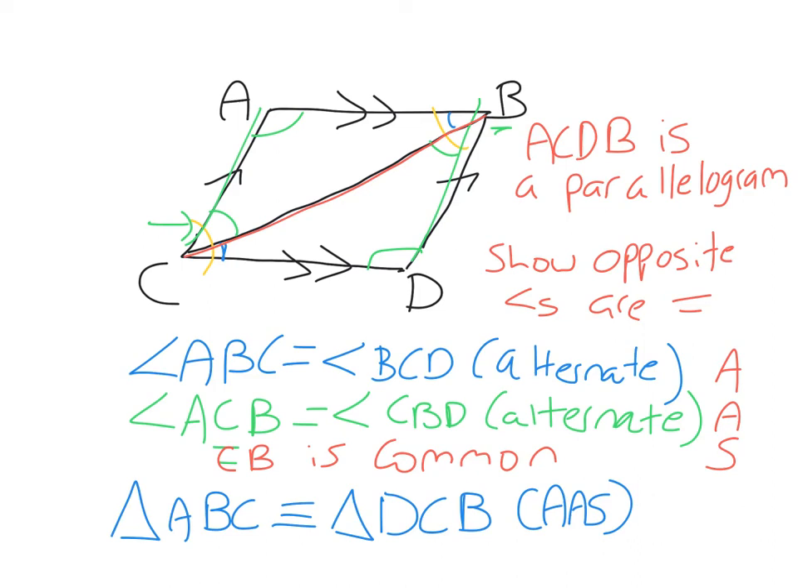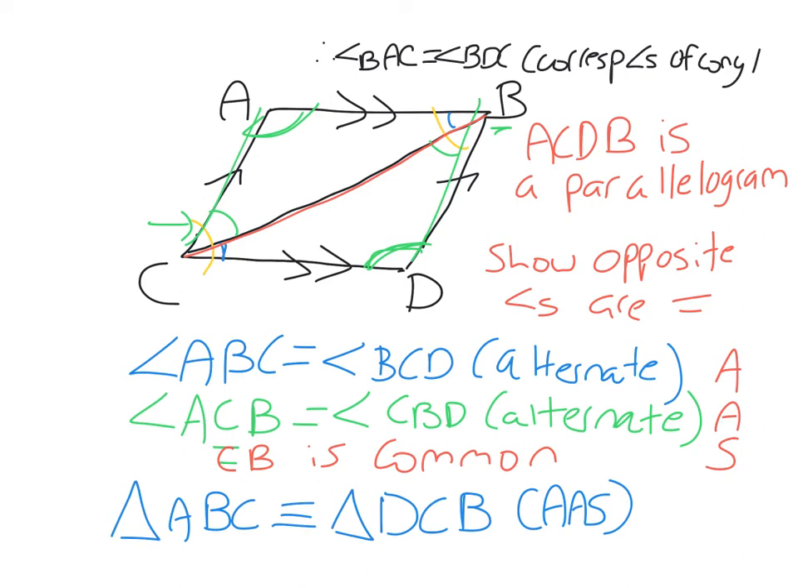So that means that this angle and this angle are equal. So I'm just going to go up the top now. So therefore, angle BAC is equal to angle BDC, and that's because they are corresponding angles, not corresponding angles of parallel lines, but of congruent triangles. A corresponds to D, those angles must be equal, okay? So I can also show that the other pair of opposite angles are equal.